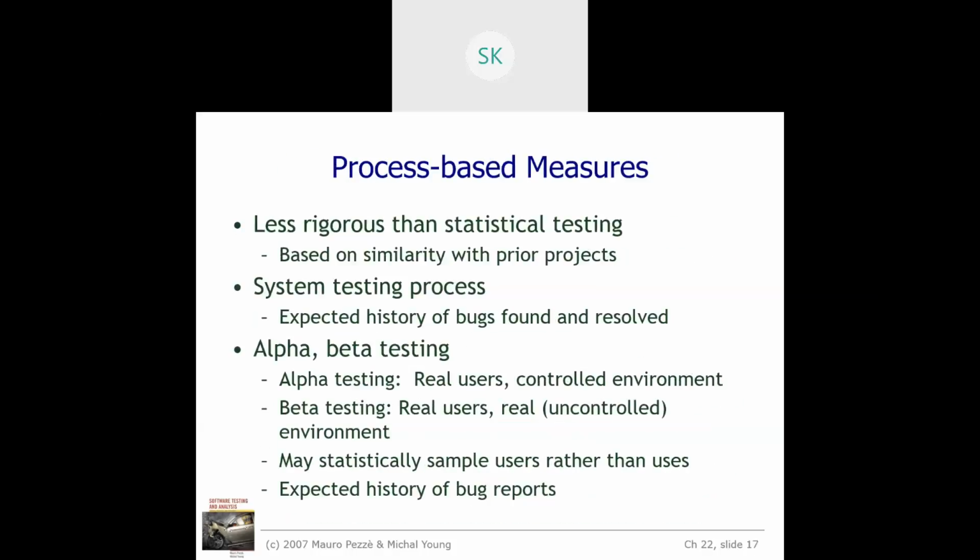Instead of statistical testing, we'll just move on to the process-based measures. What will it be doing? It is less rigorous than statistical testing. That means it will not test it often. Based on the similarity with prior projects, it will say that if this is the case, this is the output that I'll be getting.